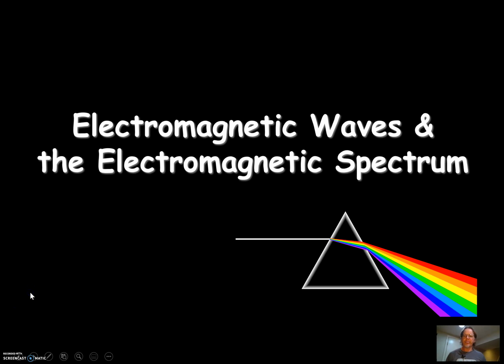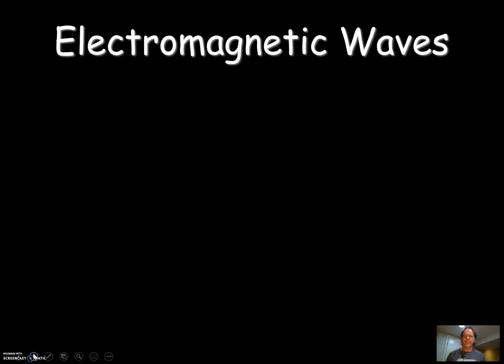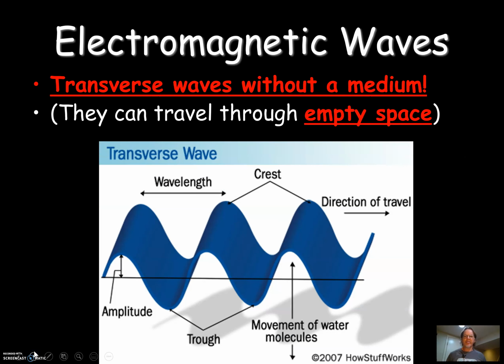Well, one thing, you don't need a medium for this. Electromagnetic waves are transverse waves, and they do not need a medium. They can travel through empty space. A medium actually slows these down. For a mechanical wave, the more dense the medium, usually the faster the wave travels. It's kind of the opposite of electromagnetic waves, because they don't need a medium, so a medium slows them down.